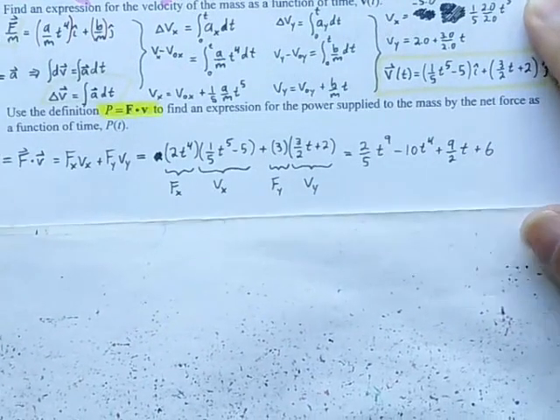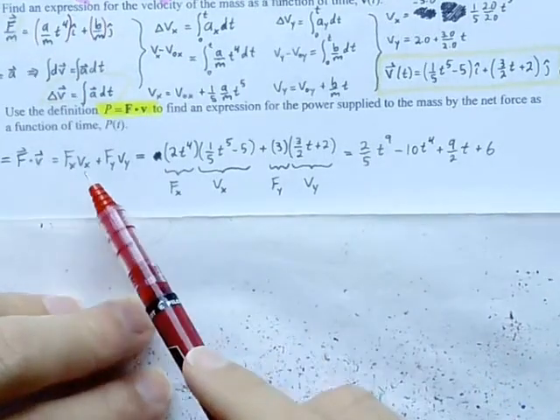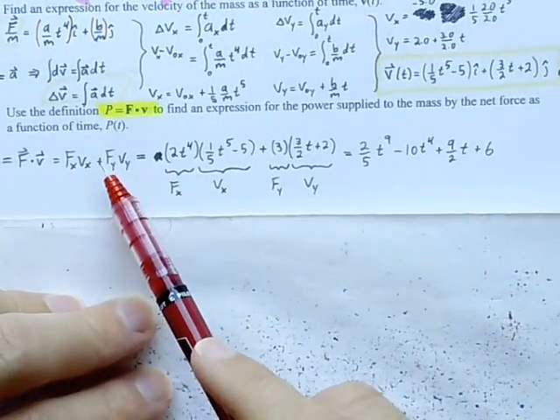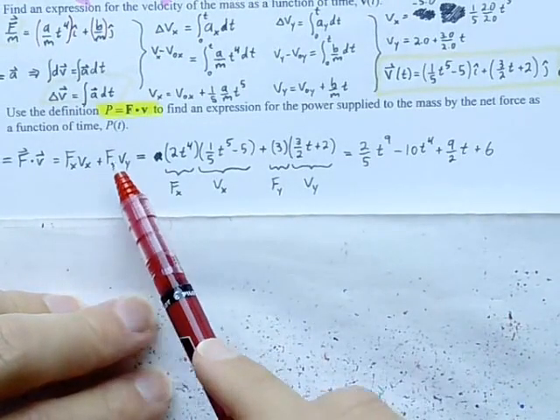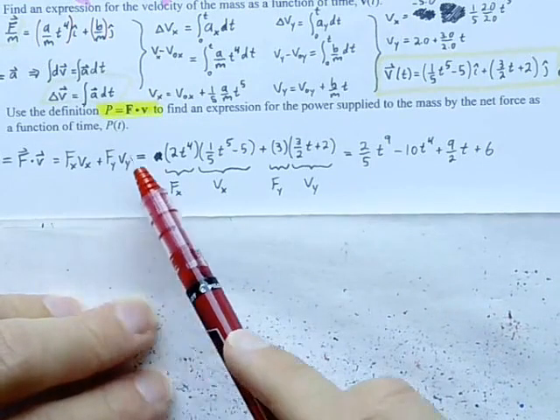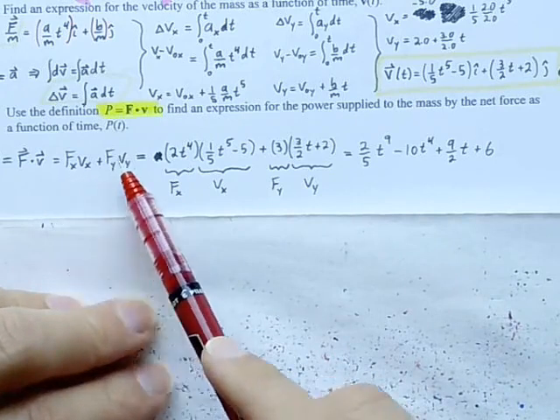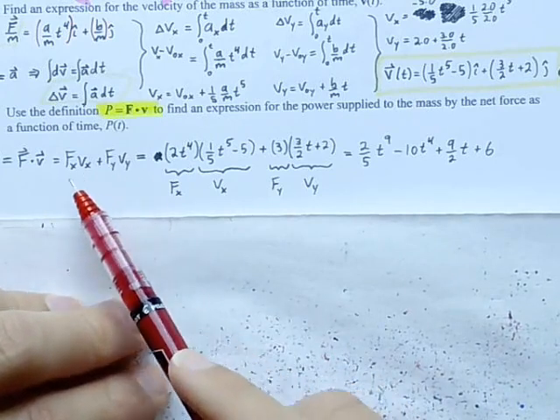Here we go. This one's pretty straightforward. The dot product of two vectors is just the sum of the products of their components. So Fx Vx plus Fy Vy. We want to use this form for the dot product because we know the components of F and the components of V. So this is most convenient.